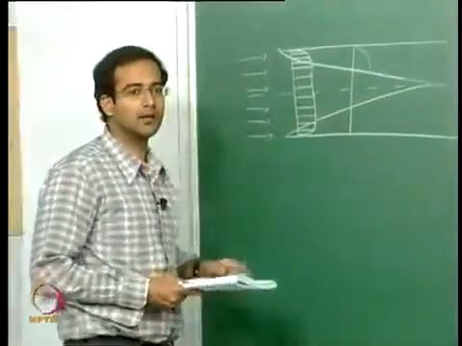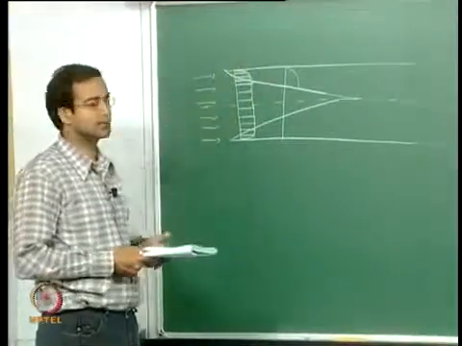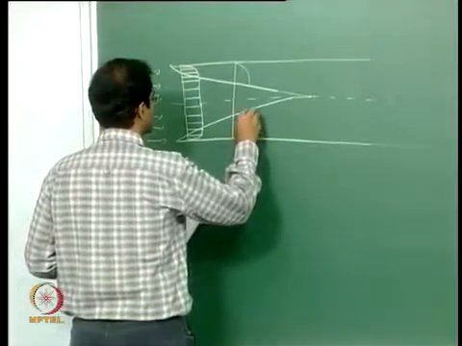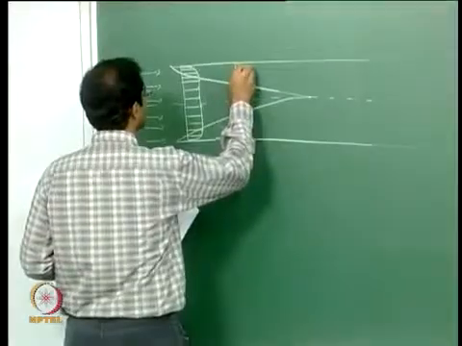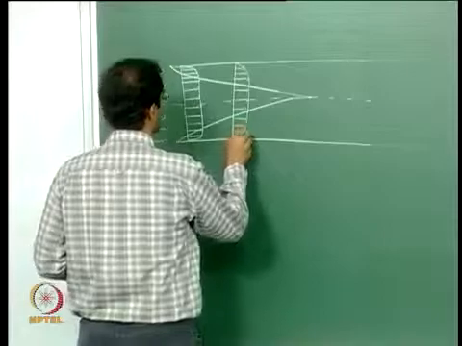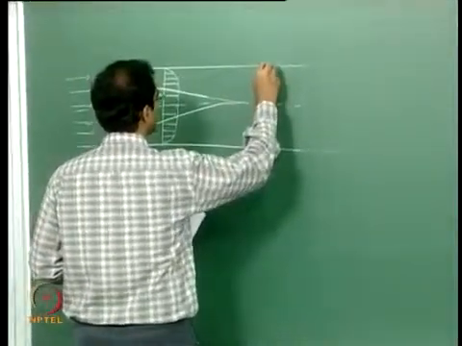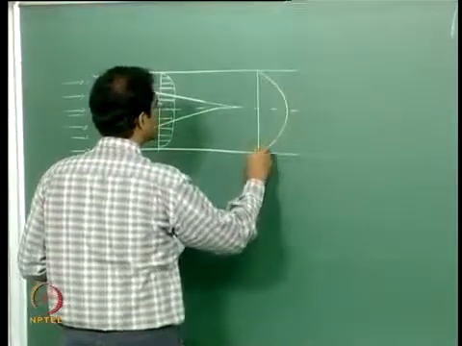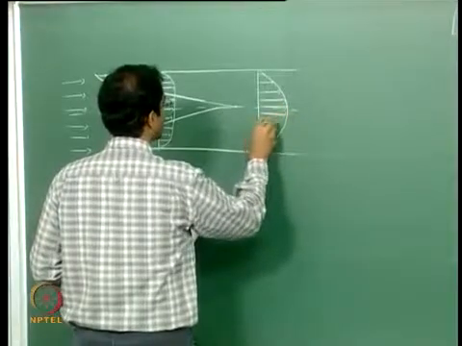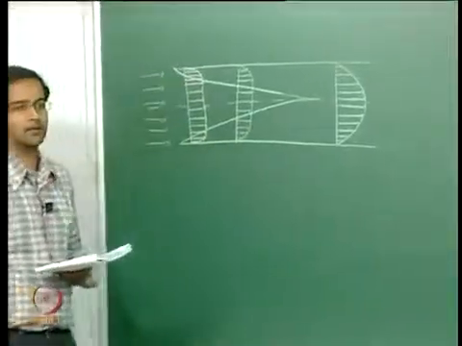So as you keep going downstream, the gradient becomes lesser and lesser. Here you have very high velocity gradients at the wall, and slowly it gets smoother and smoother. Now once you reach this particular zone here, both the boundary layers merge and the velocity profile becomes what is called a parabolic velocity profile.